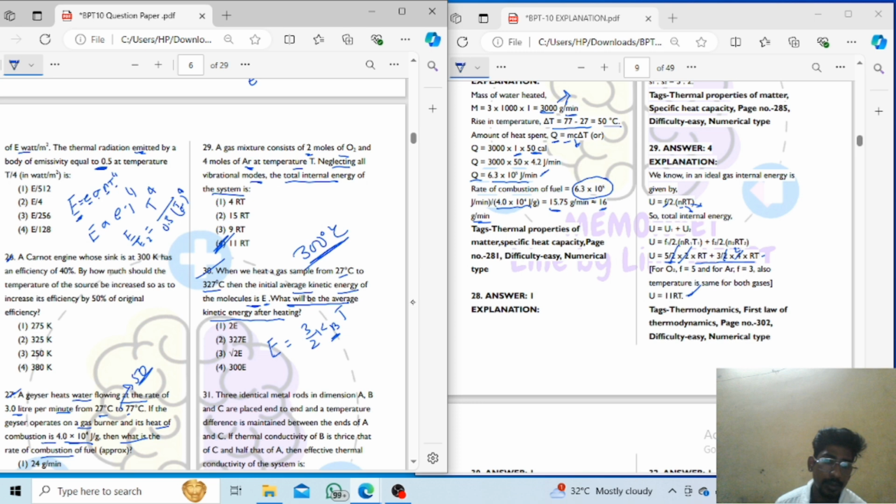So E1 by E2 equals T1 by T2. T1 was 300, this one is 600, so the ratio is 2. So E2 will be equal to 2 times E1. Therefore you can say option number 1 is the correct option. A simple formula is there. Simply apply the formula and you will get the answer.